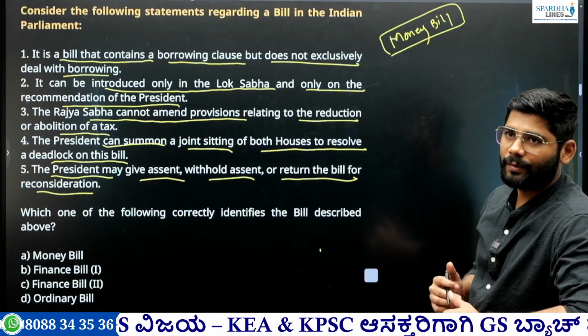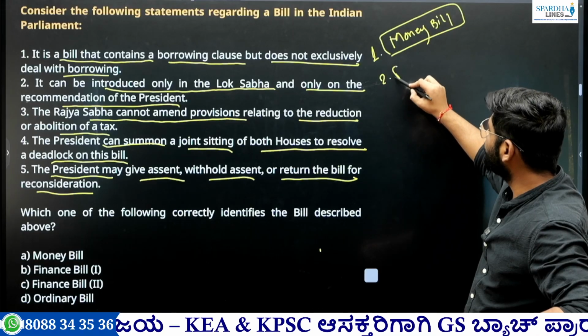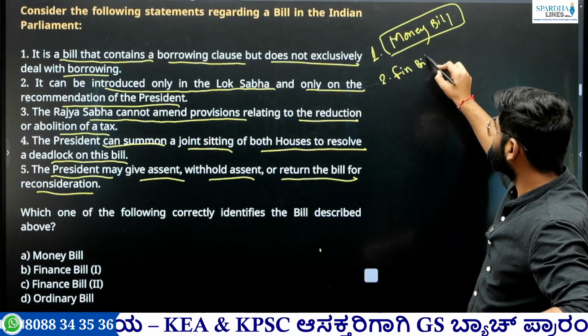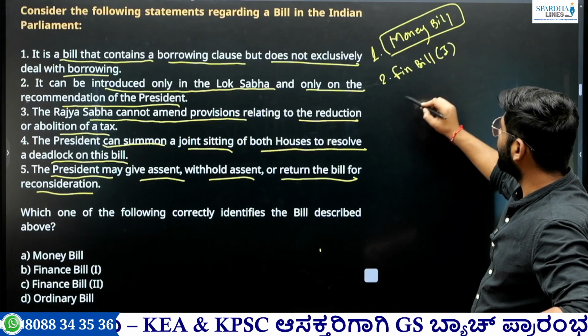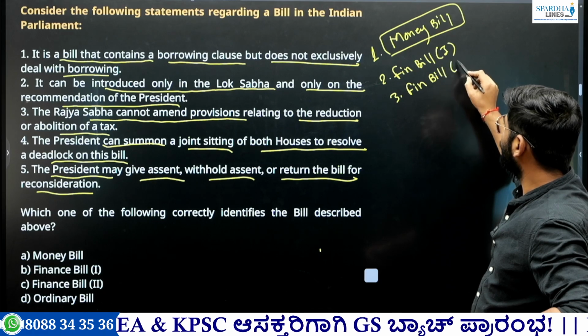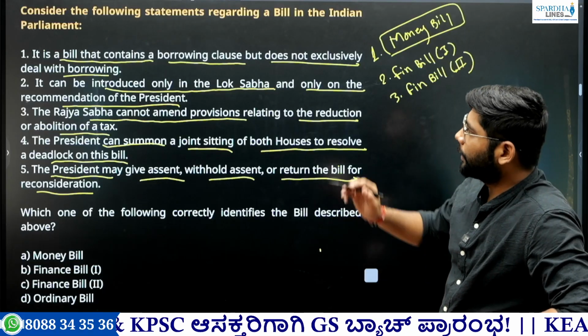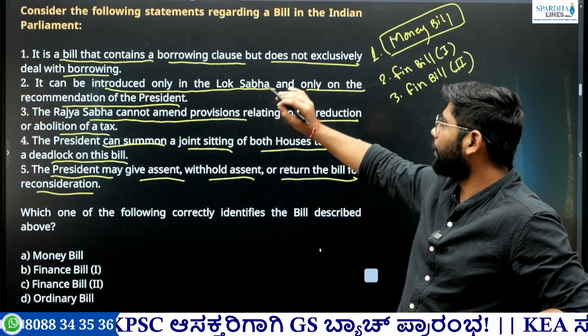When it comes to the finance bill, there are three types. So first is a money bill, second is the finance bill 1, then third is the finance bill 2. Okay, so when we consider a money bill, it strictly deals with the borrowing clause.